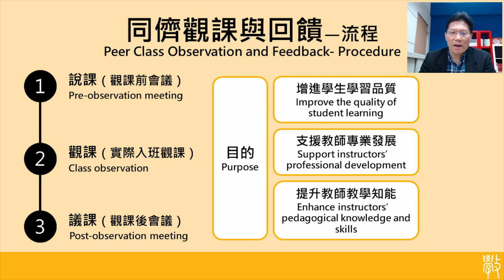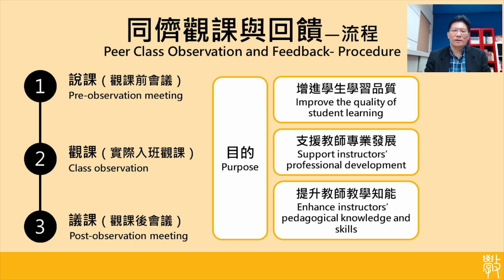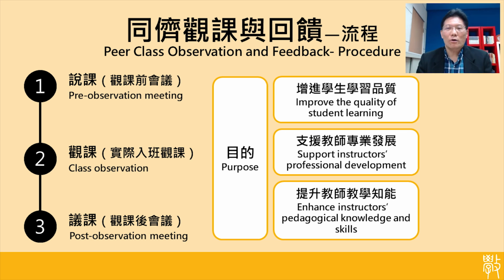Peer class observation and feedback at NTNU includes three main strategies. The first strategy is the pre-observation meeting, which usually takes about 10 to 15 minutes. During this time, the instructor briefly shares the plan before class and the teaching activities that will take place. The second stage is class observation. After the observation, the instructors and the observers will meet again for a post-observation discussion. Based on what was discussed in the pre-observation meeting and what was observed in the class, they exchange ideas and reflections on teaching. The overall goal of peer class observation and feedback is to enhance the quality of student learning, support instructors' professional development, and strengthen pedagogical knowledge and teaching skills.